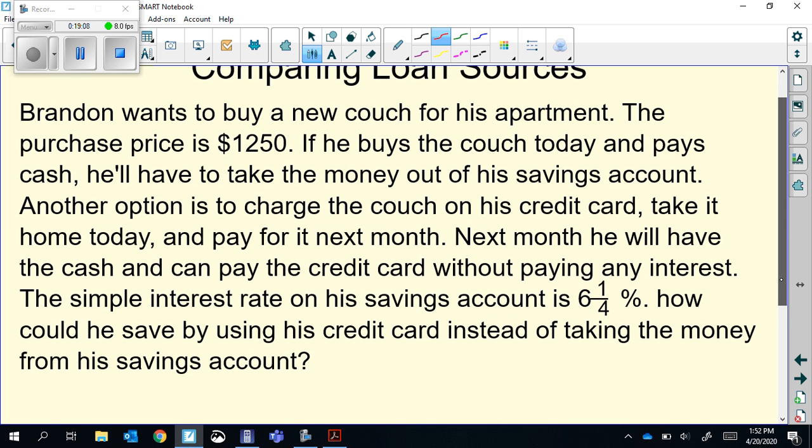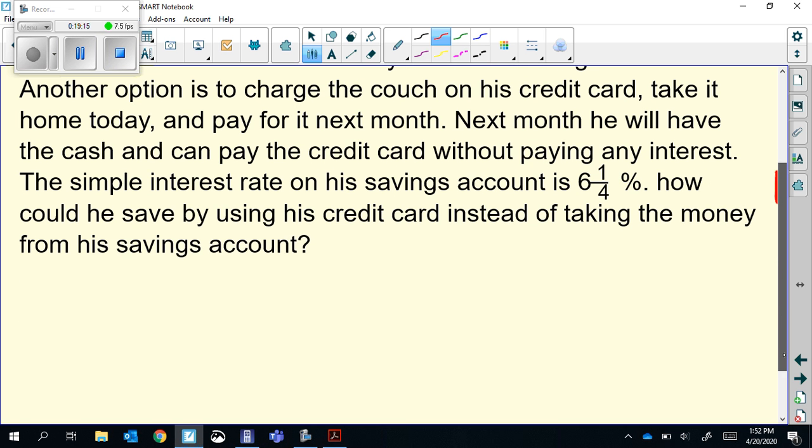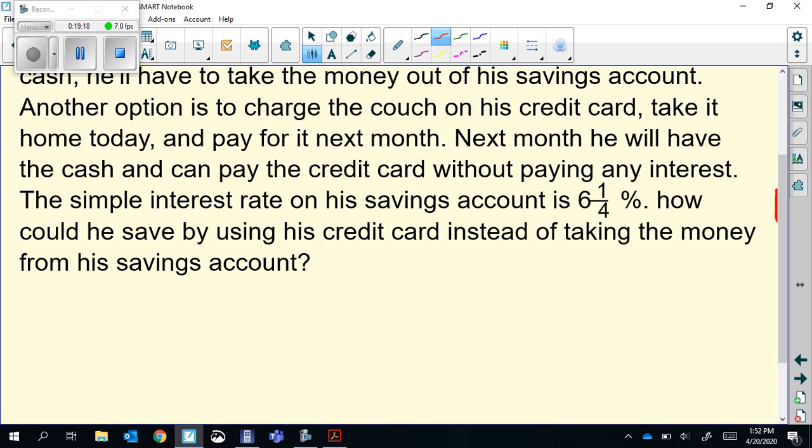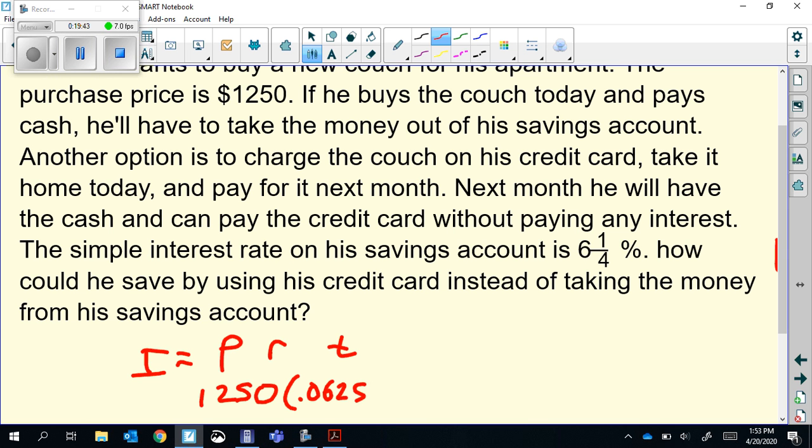So how much could he save? That's what we're going to look at. He's going to be saving the amount of interest that his savings account will be adding on. So we need interest equals principal times rate times time. So it's that $1,250 times the rate is 6.25%, which would be 0.0625.